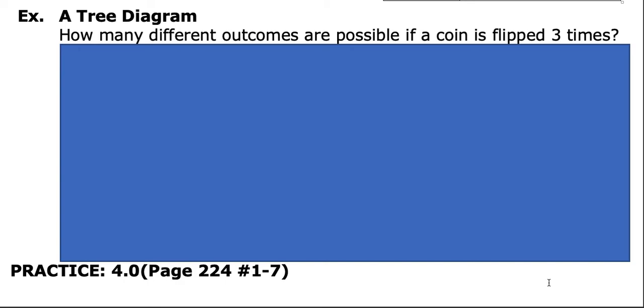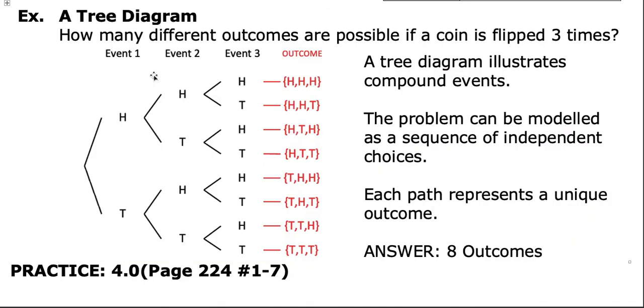Lastly, how many different outcomes are possible if a coin is flipped 3 times? So try to answer this question without any supports, an opportunity to pause, and now we can begin looking at a tree diagram. A tree diagram can help illustrate this problem because it has the solution expressed as a sequence of events, which we call compound events. It's an event made up of other events.